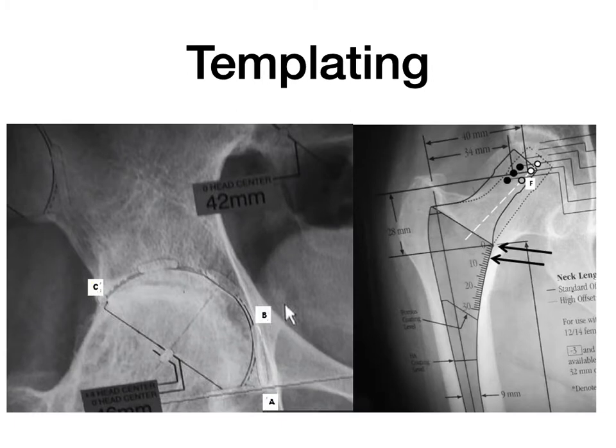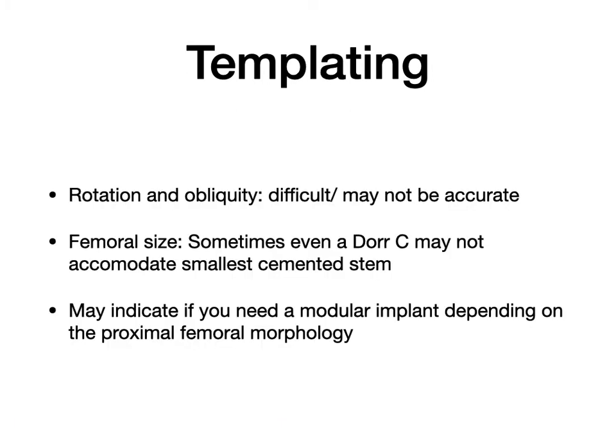Templating for any hip replacement is important, but remember that the templating in this case may not be completely accurate because of the rotation and obliquity that is there. Also remember that the femoral size can be extremely misleading. Sometimes you will feel that the canal is so wide that even a Dorr type stem is needed, and yet these canals may not even accommodate the smallest cemented stem.